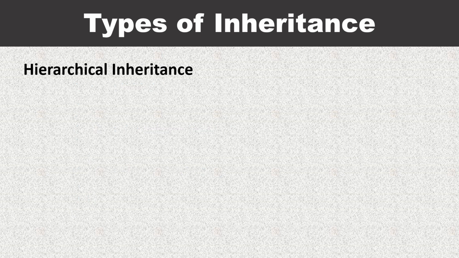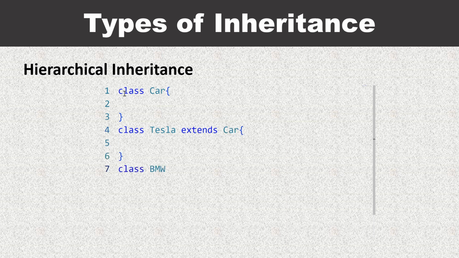Hierarchical inheritance. Multiple subclasses inherit from a single base class. Again, we have a Car class. We can create more car model classes from the Car class, like Tesla and BMW.